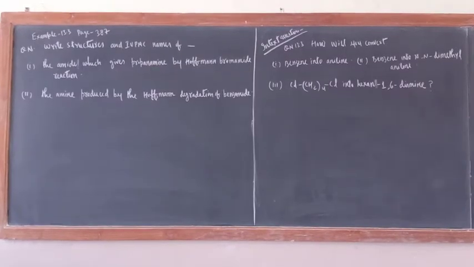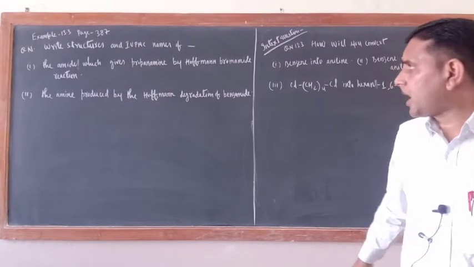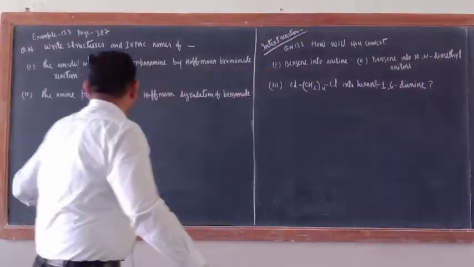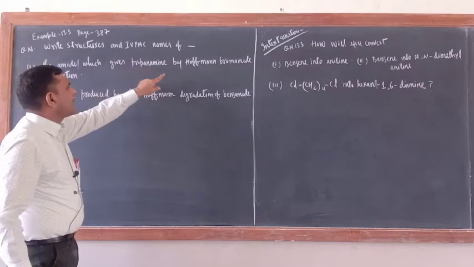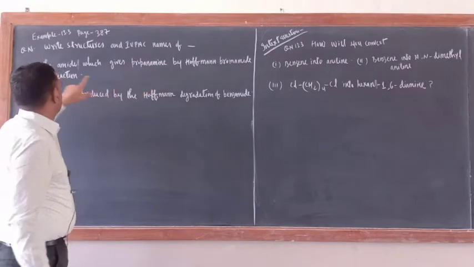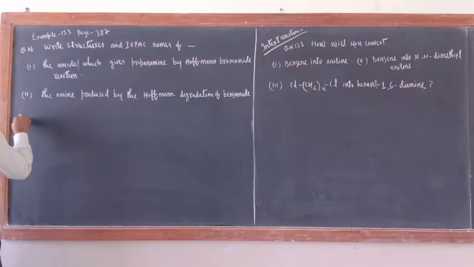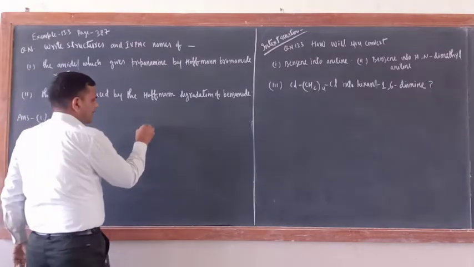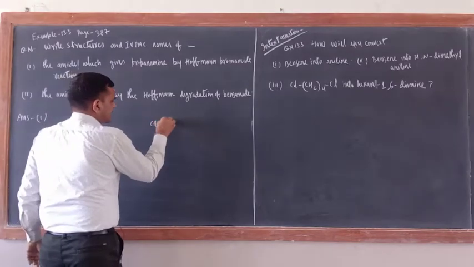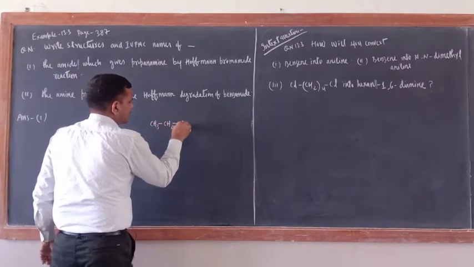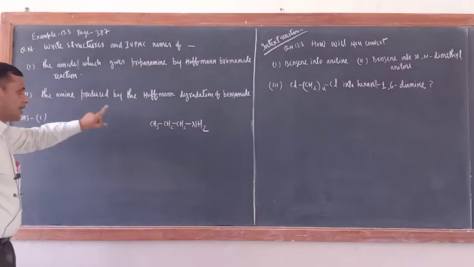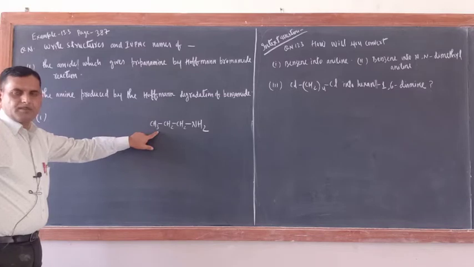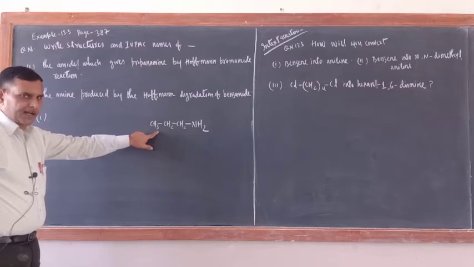Okay, so just see, write the structures and IUPAC names of the following. First one, the amide which gives propane amine by Hofmann bromamide reaction. So just see which amine it is giving. Propane amine. So write down the formula here: CH3CH2CH2NH2. Okay. Now try to understand. You have to prepare this one with the help of Hofmann bromamide degradation reaction.